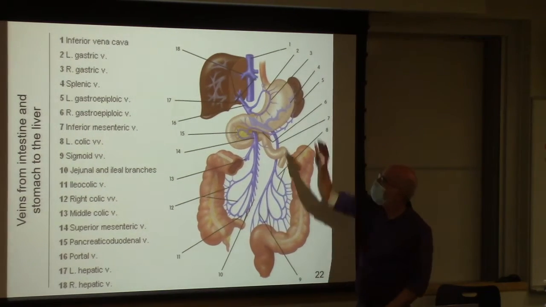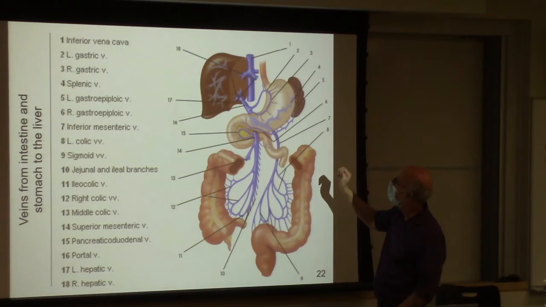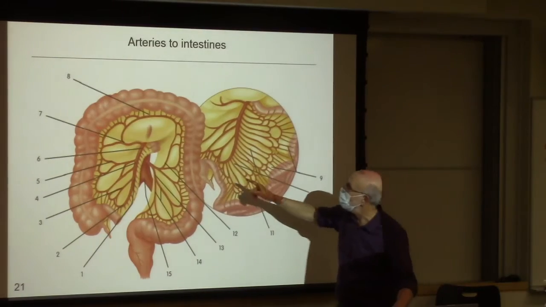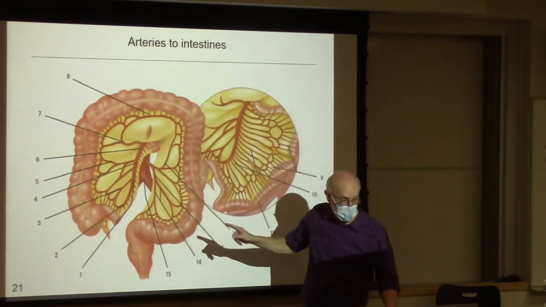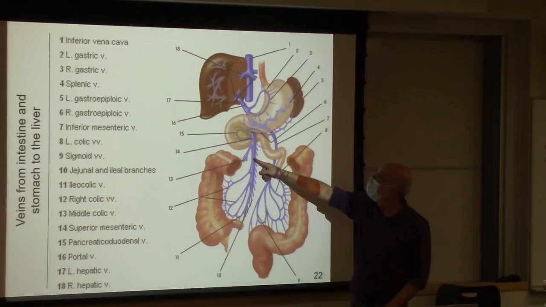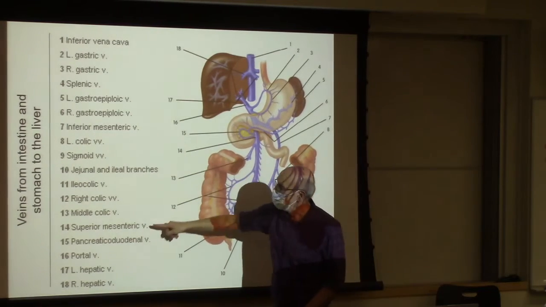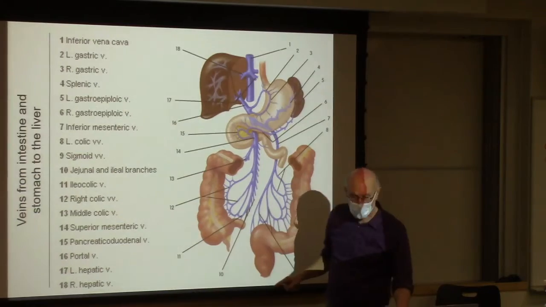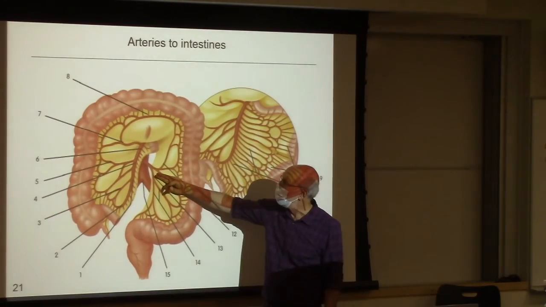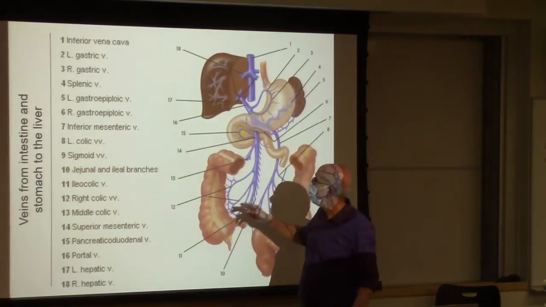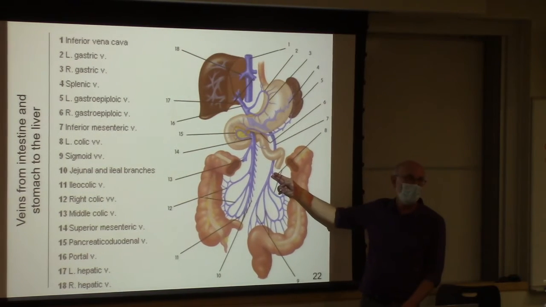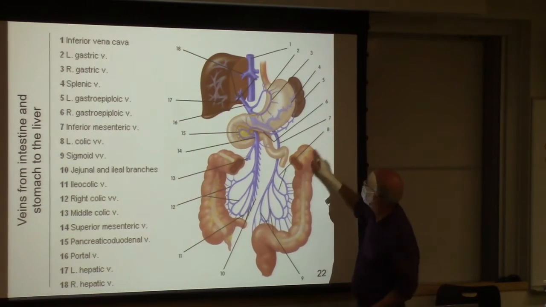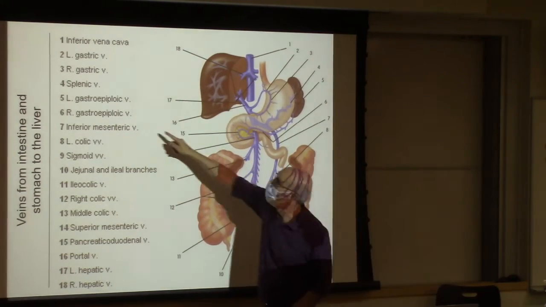Okay, let's just go through them, not in order, but in anatomy. If this is the superior mesenteric artery, what do you suppose this is? Superior mesenteric vein. If this is the inferior mesenteric artery, what do you suppose this is? The inferior mesenteric vein. Let's see, number 7.